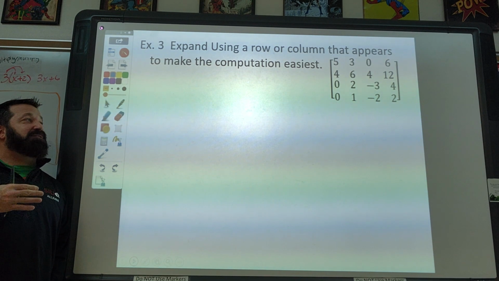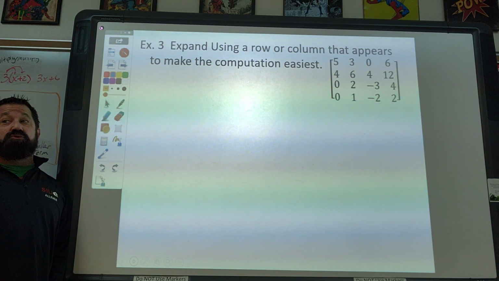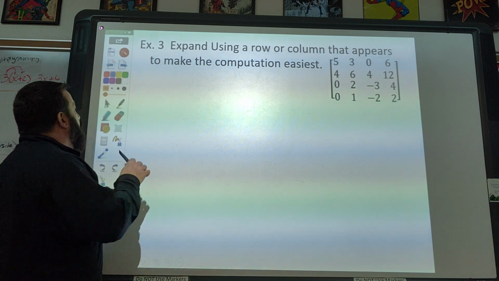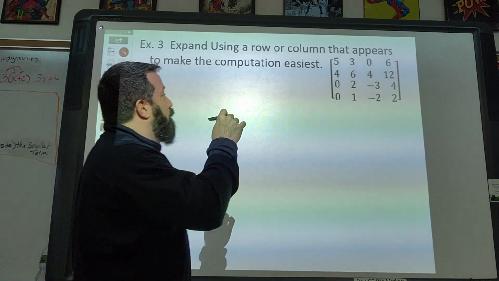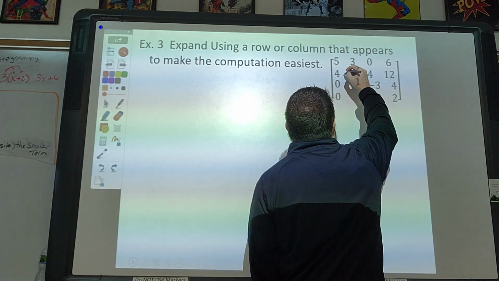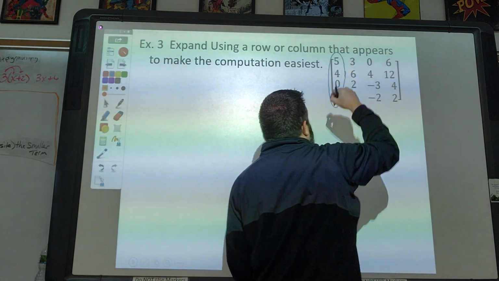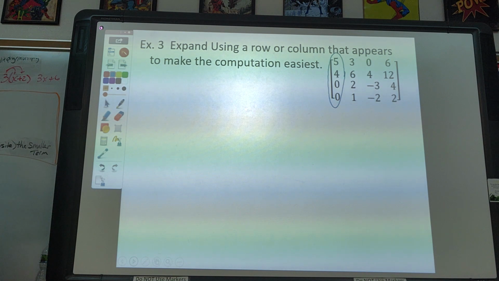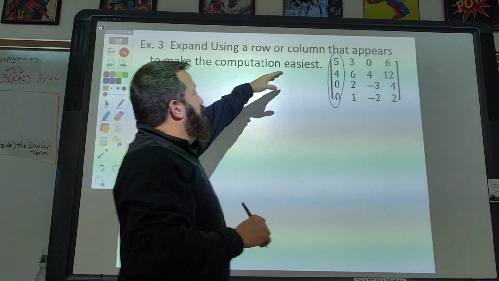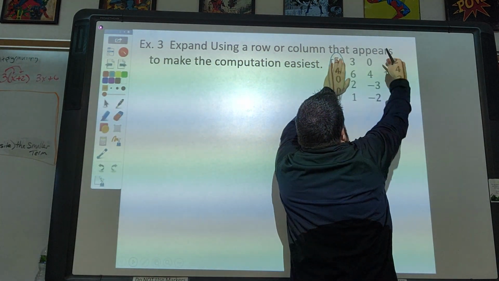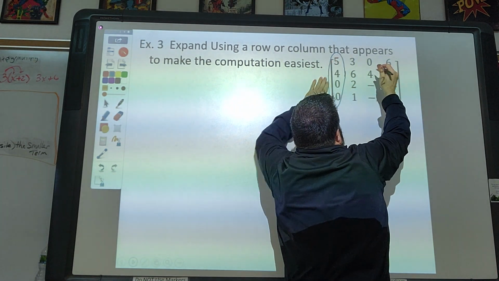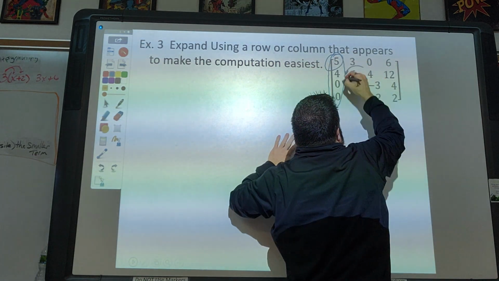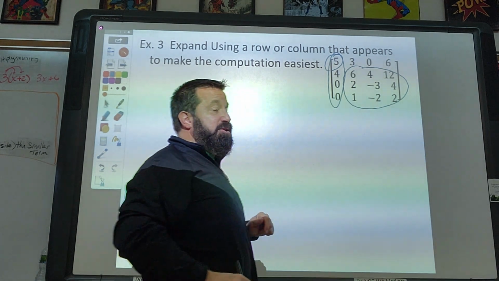So that turns out to be a lot more work, so you definitely want to be a little more strategic about how you choose your row or your column. And this column right here has 2 zeros in it. So I definitely would use that. Okay, so I'm going to have 5 times its minor. You're going to eliminate the row and the column. It's going to be this 3x3. If I'm dealing with the 5, this is the 3x3 that goes with it, and so forth.